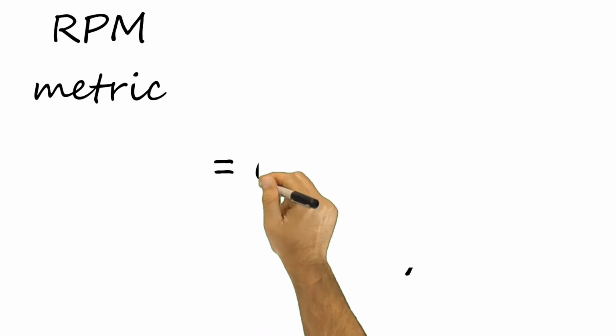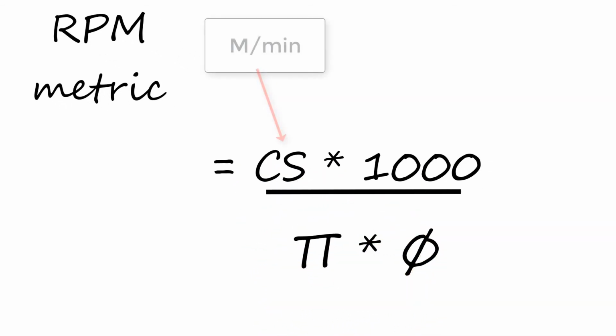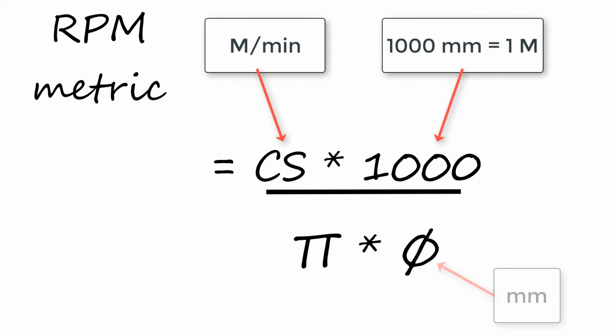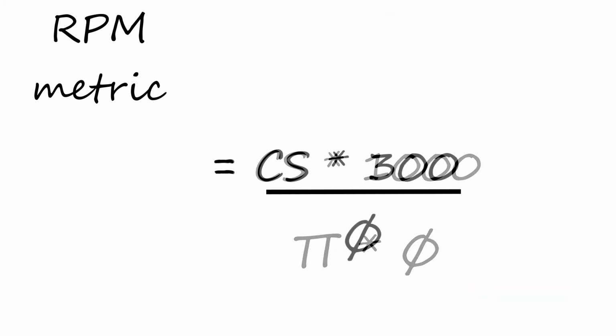The metric formula to calculate RPM is the cutting speed in meters per minute times 1000 divided by pi times the diameter in millimeters. The metric approximate formula is the cutting speed times 300 divided by the diameter.